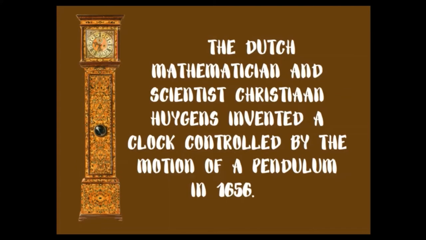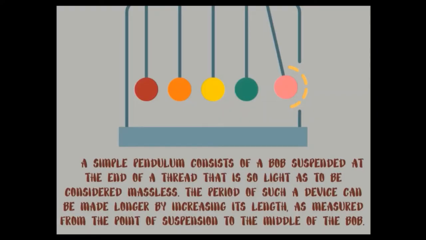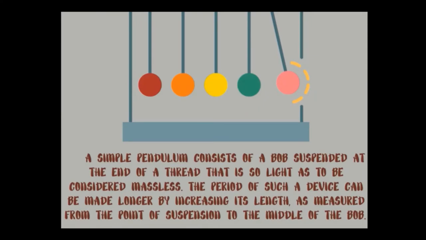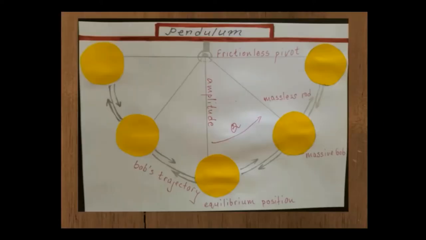The Italian scientist Galileo first noted the constancy of the pendulum period by comparing the motion of a swinging lamp in Pisa Cathedral to his pulse. The Dutch mathematician and scientist Christiaan Huygens invented a pendulum-operated clock in 1656.